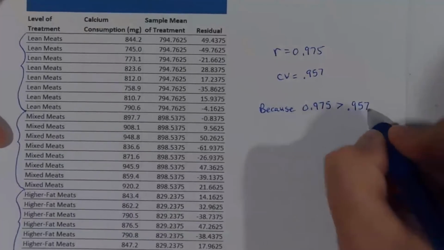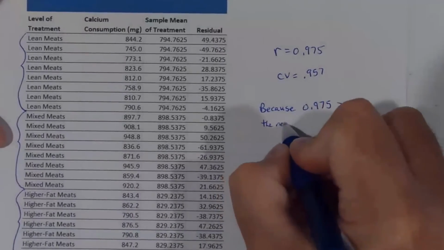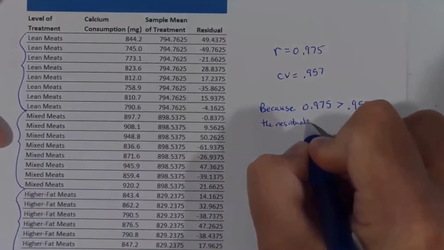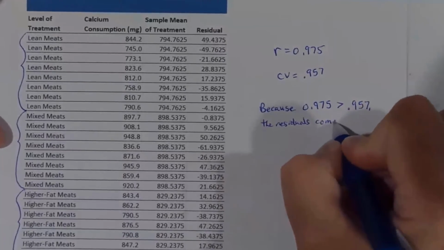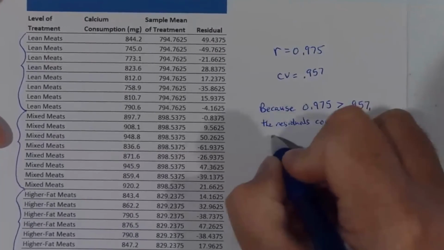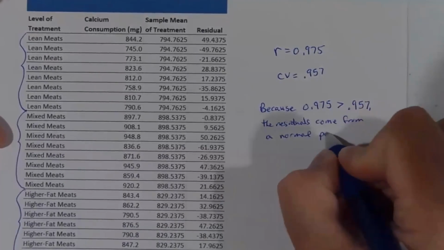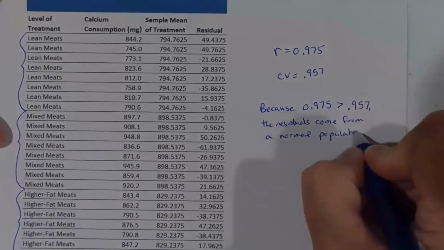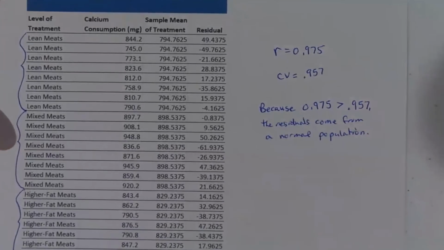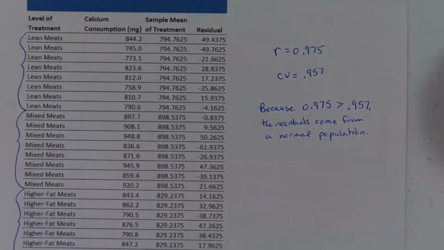So the residuals come from a normal population. The residuals are normal, and again, we can use that to verify our normality requirement to be able to do an ANOVA test.